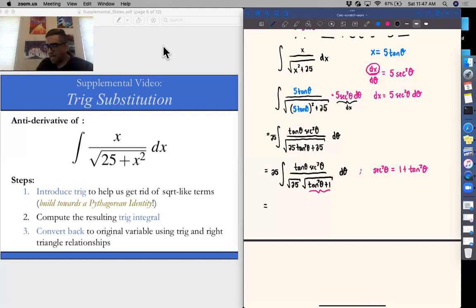So in this case, let's see what we have before we do that. We have this 25. We divide by the square root of 25. So that'll give us an overall factor of 5 out in front. We have the integral of tangent theta secant squared theta, all divided by, well, now what we have under that square root is secant squared of theta.